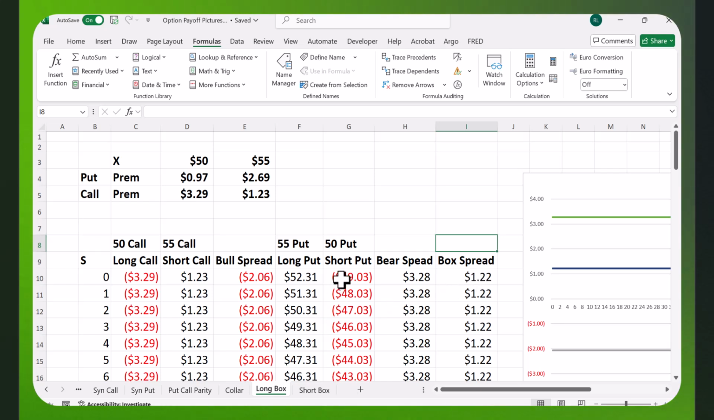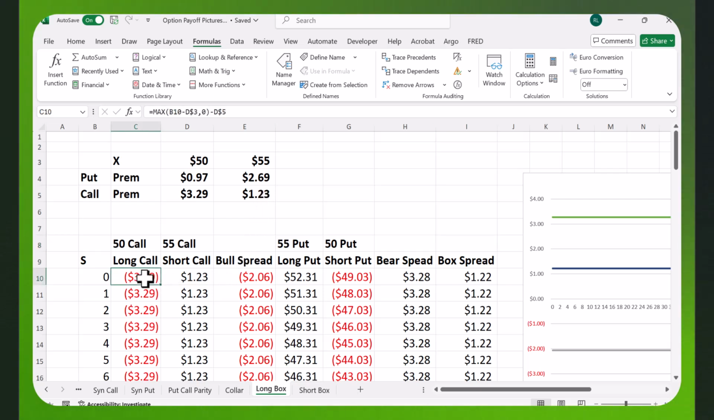So how do you do this? Well, up here I've put the two strike prices, 50 and 55, and I've put the premiums. So the premium for the 50 put is 97 cents. For the 50 call, it's $3.29. For the 55 strike price, the put costs $2.69. The call costs $1.23.